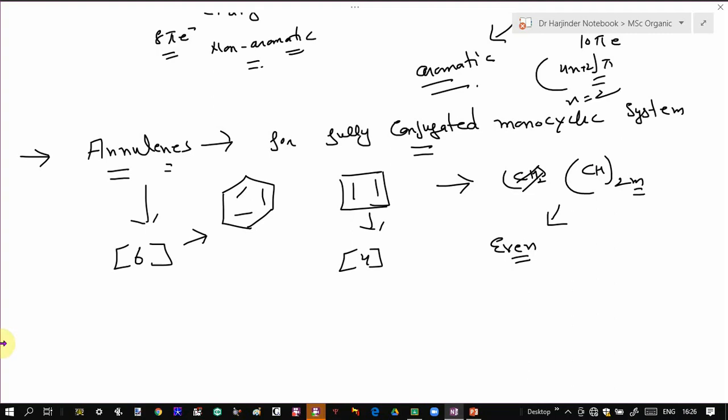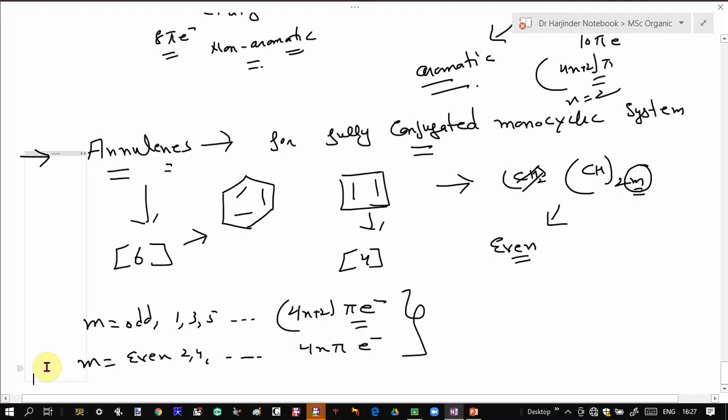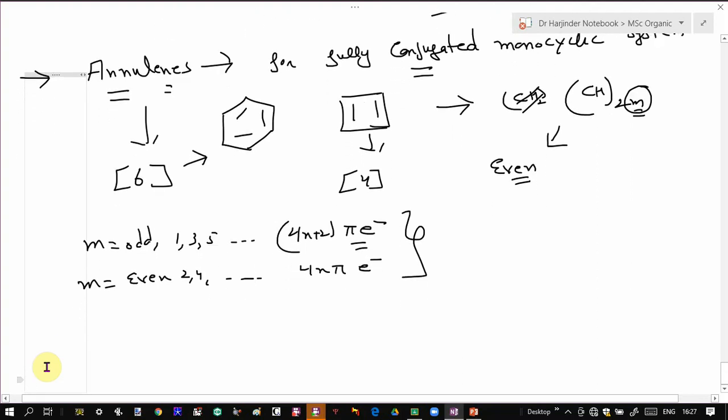Moreover, if this n is odd, for example 1, 3, 5 and so on, in that case this cyclic ring will have 4n plus 2 pi electrons. On the other hand, if n is even, that is 2, 4 and 6 and so on, in that case it will have 4n pi electrons. So these annulenes may be aromatic or anti-aromatic depending upon their overall structure.